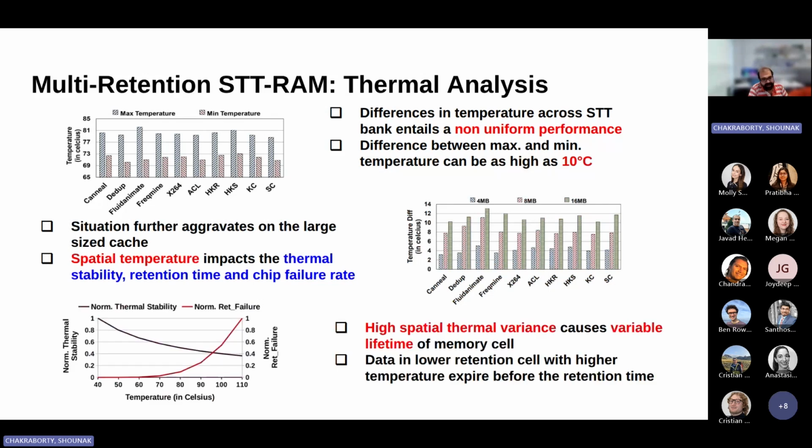And this spatial thermal variance can impact the thermal stability, retention time, and the chip failure rate, because higher temperature will reduce the chip lifetime. That is, the chip failure rate will also increase. The bottommost graph shows how temperature impacts the thermal stability. This high spatial thermal variance causes variable lifetime. That is, you have an imbalanced situation in the entire cache, which leads to unpredictable or unfavorable performance for your applications.